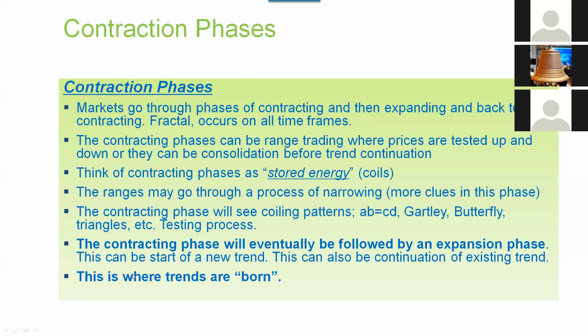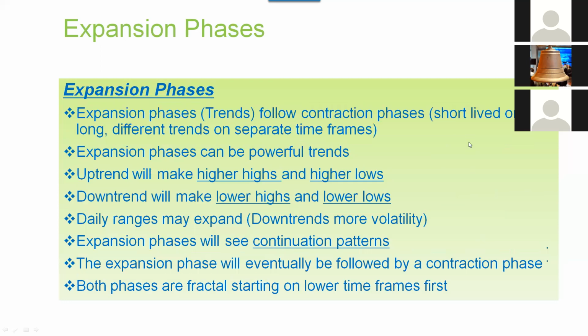This is what I like to think of this. This is where trends are born. They're born out of these coiling phases. The expansion phases that follow the contraction phases can be short-lived or they can be long-term trends. They can even be different trends on separate time frames. You may have a long-term uptrend like we have now in the indexes, but on some shorter time frames, there might be short-lived downtrends within that. The expansion phases can be very powerful. They can also fail. You can also get a big expansion move and all of a sudden it turns on a dime.